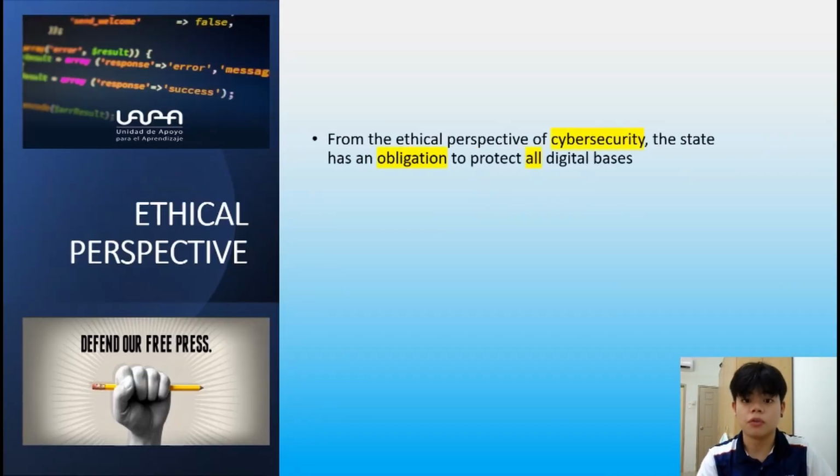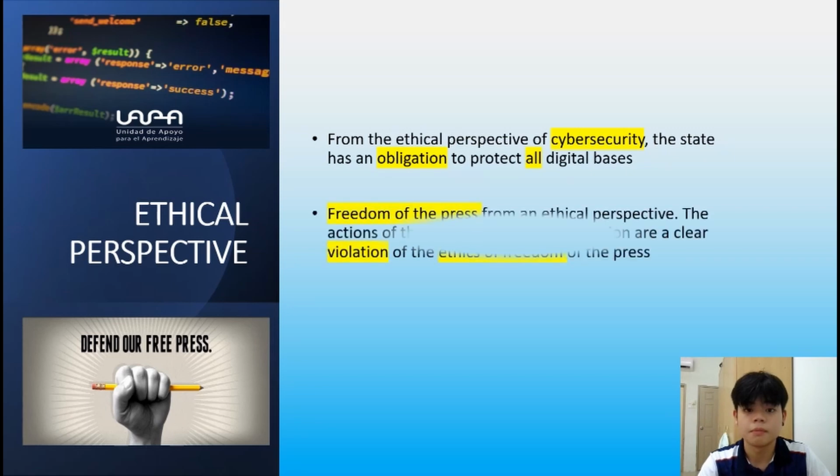From the ethical perspective of cybersecurity, the state has an obligation to protect all digital bases. This is because the protection of privacy and respect for individual privacy are fundamental ethical principles of cybersecurity. Besides, on freedom of the press, from an ethical perspective, the actions of the Russian hacking organization are a dire violation of the ethics of freedom of the press, which protect the right of news organizations to be free from governmental or other pressures in order to produce news that is fair and objective.